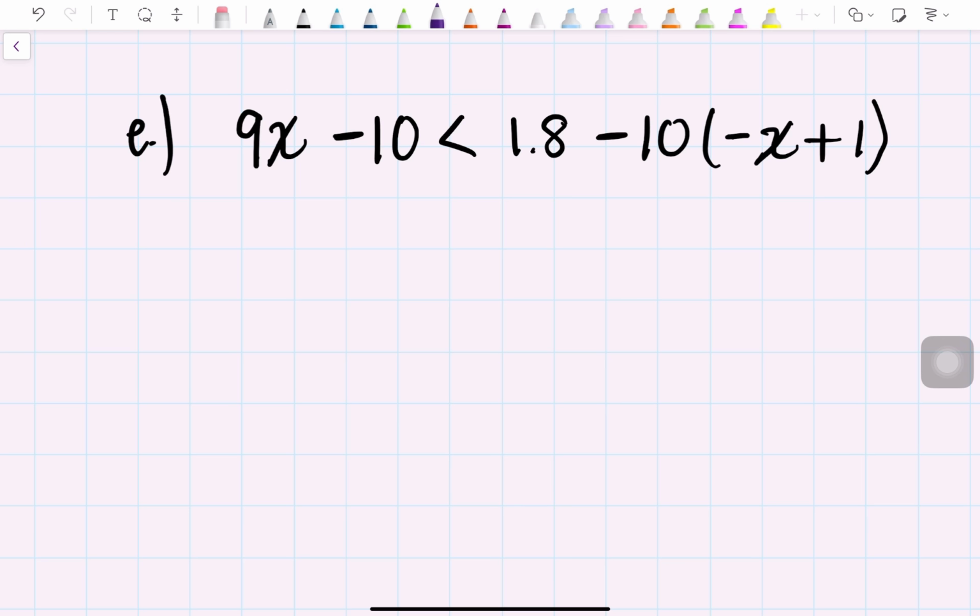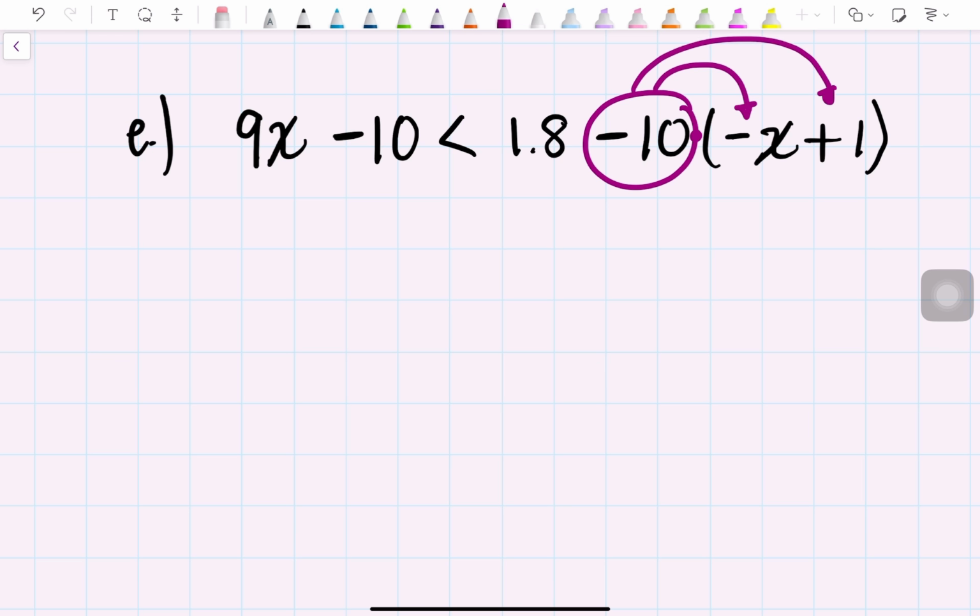So I have 9x minus 10 is less than 1.8 minus 10 times negative x plus 1. Once again, in this case, guys, let's go ahead and multiply this out, right? I see the parentheses. I see a negative 10 attached to it. So we're going to go ahead and multiply it in.